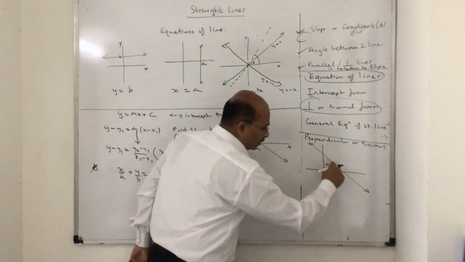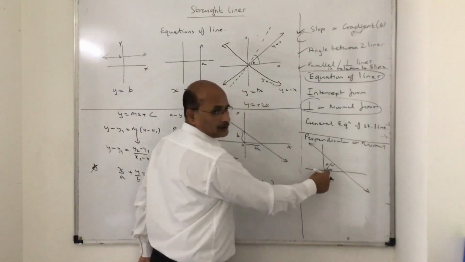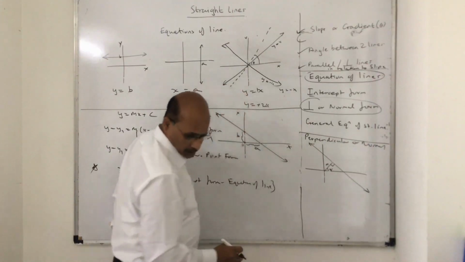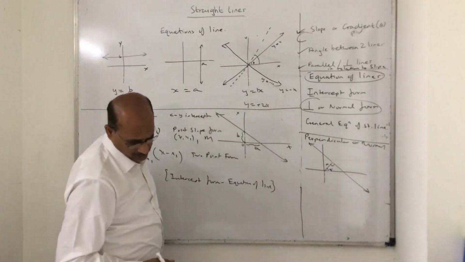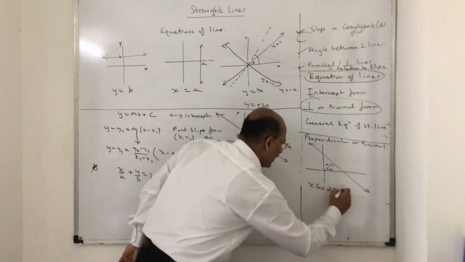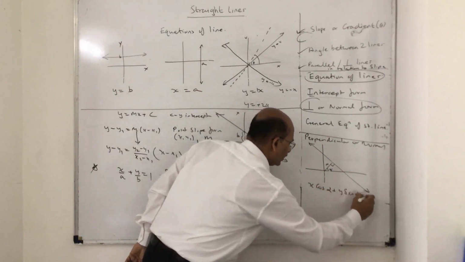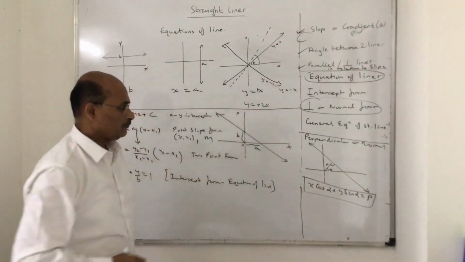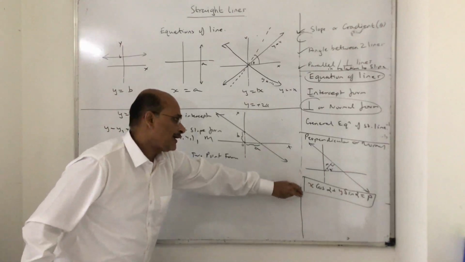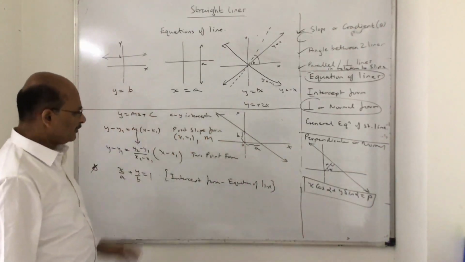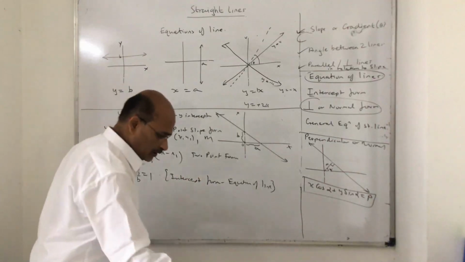When the perpendicular distance and the angle alpha are given to you, the equation is, write down, x cos alpha plus y sin alpha is equal to p. This is the equation of a line, but generally it is called the perpendicular or normal form. We will see the questions as we go on.